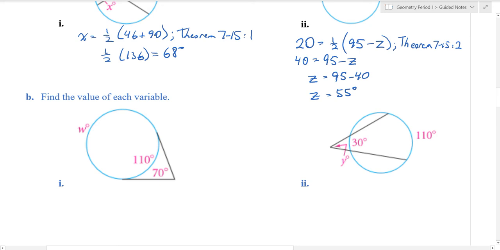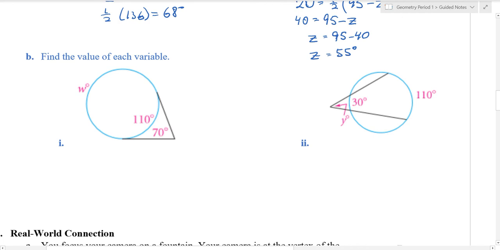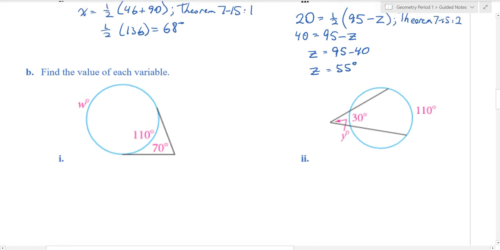All right. So here's what we actually do. In this particular number 1 here, the angle is outside the circle. They actually give us the angle. So we're here in a case 2, right? So here's what we have. We know what the angle is. So the angle is going to be 70, and this equals 1/2 times the quantity of W minus 110.